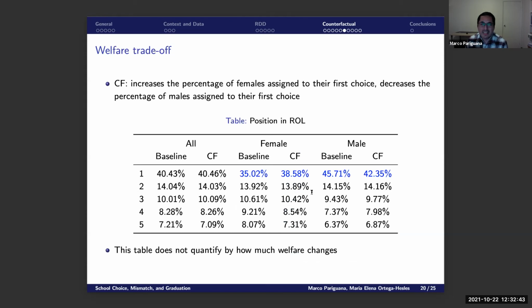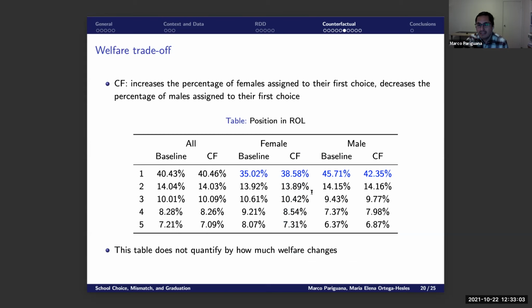The next thing we're going to see is, okay, we do all these things, everything seems to be good, but would the students like it? Or who would like it and who wouldn't like it? So for that, we're going to try to quantify this welfare trade-off. The counterfactual is going to increase the percentage of females assigned to their first choice and decrease the percentage of males assigned to their first choice.